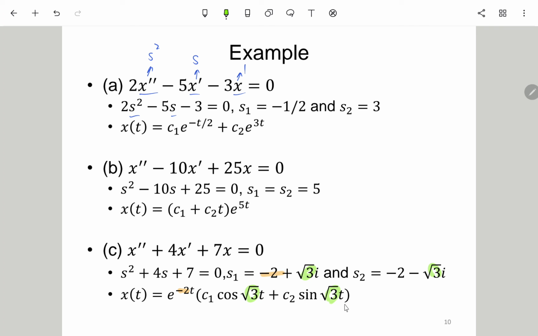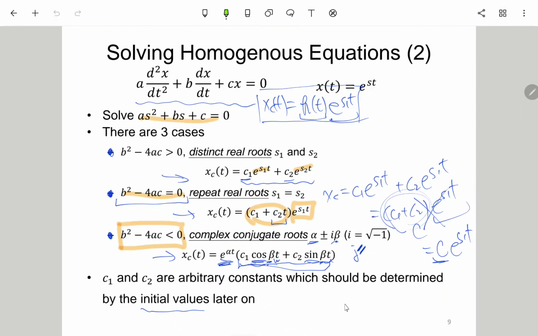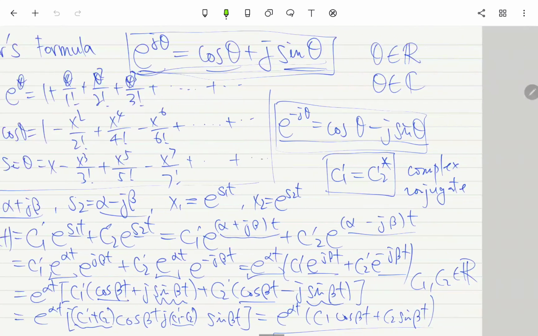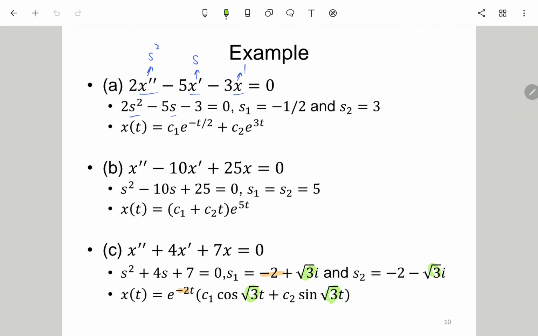So actually you just need to remember the solutions for these three cases. Then you will be able to write out the solution to the second order homogeneous equation very quickly, as long as you know how to solve the second order algebraic equation.